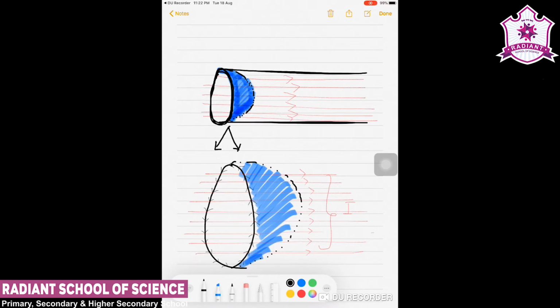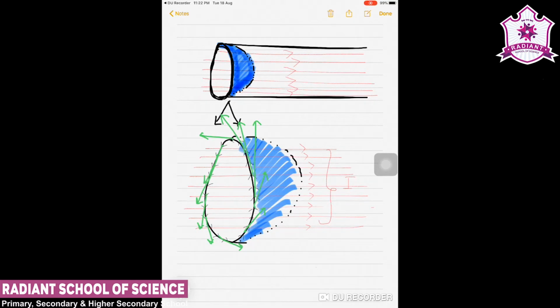We consider three possibilities for the magnetic field. First of all, we consider that the magnetic field B is in the direction of the tangent drawn at any point. So at any point, if the magnetic field is tangential, then all these green lines belong to the direction of the magnetic field, like this. All these points are in the same manner.